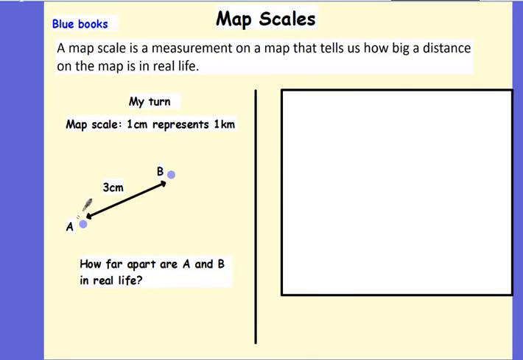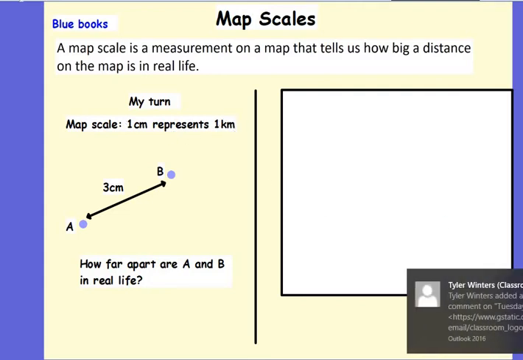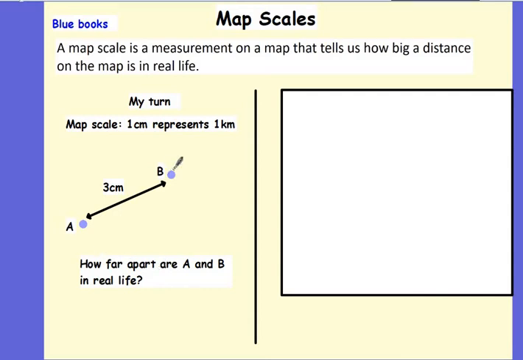So for starters, I've got A and B and I've been told they're 3 centimetres apart. My map scale says that for every 1 centimetre, that's in reality 1 kilometre. So how far apart are A and B in real life? I need to do 3 centimetres times 1 kilometre, which tells me that in real life A and B are 3 kilometres apart. So for every 1 centimetre that's 1 kilometre, so in real life they're 3 kilometres apart.